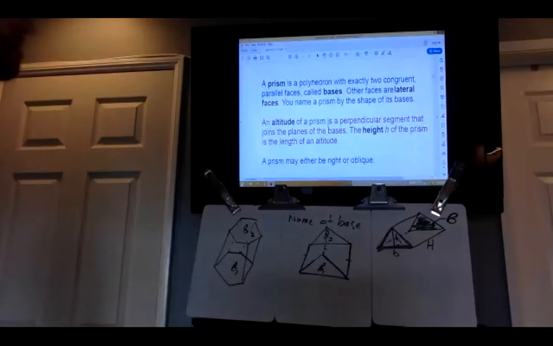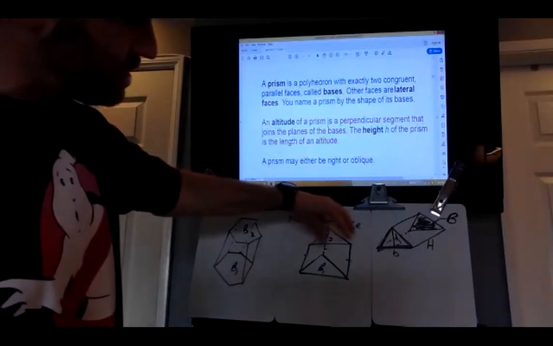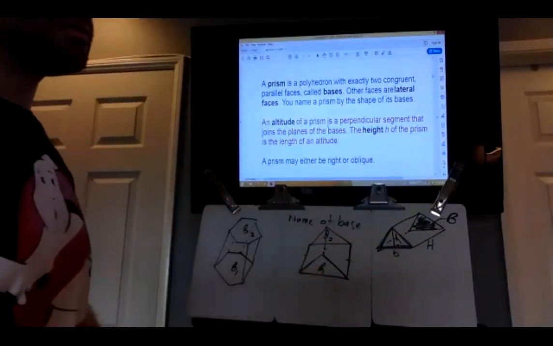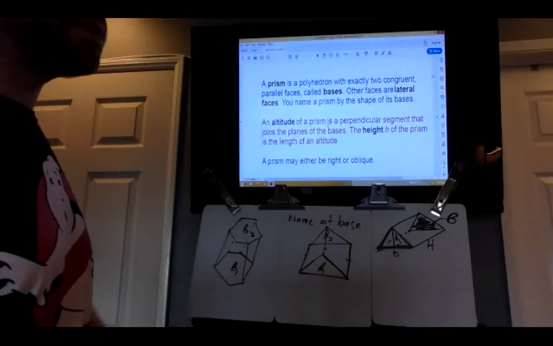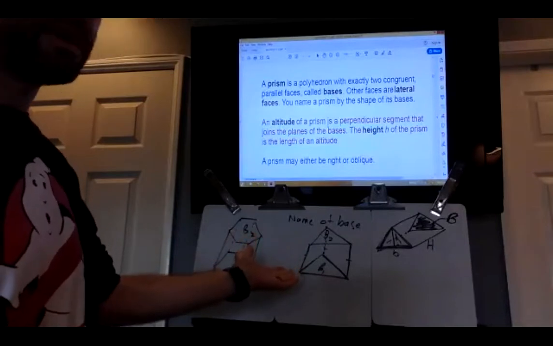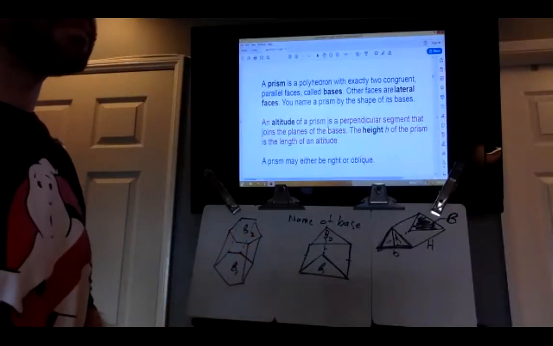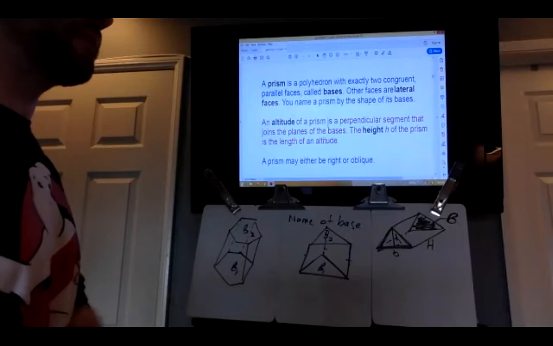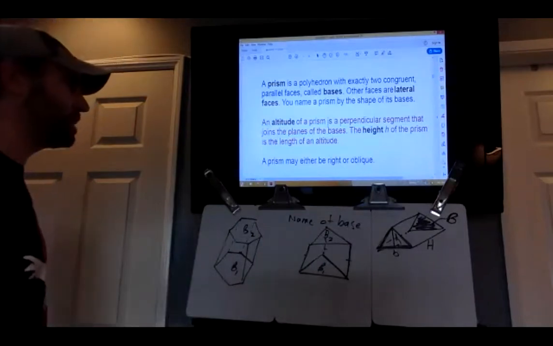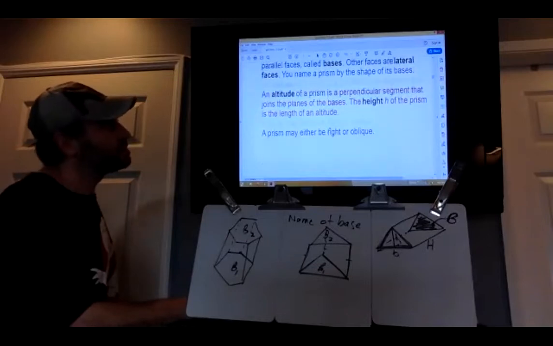Okay. Now, I could take this top base here and slide it over and leave the bottom base alone, and it will tilt. Okay? So that's okay too. That's called an oblique prism versus a right prism. Almost everything we're going to deal with is going to be a right prism. Okay? We're not going to be dealing with a lot of oblique figures. Okay? And it will be a right prism unless we say otherwise. Okay? Moving along.